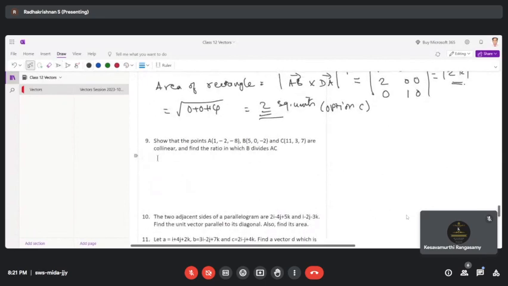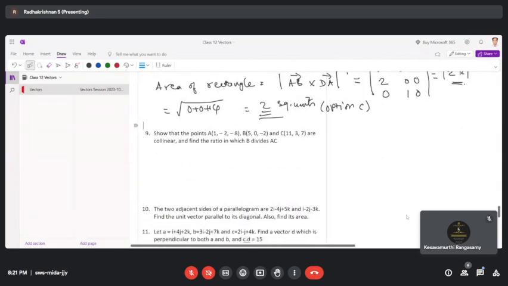Okay, this problem is on section formula. Show that the points A 1 comma minus 2 comma minus 8, B 5 comma 0 comma minus 2, and C 11 comma 3 comma 7 are collinear, and find the ratio in which B divides AC.